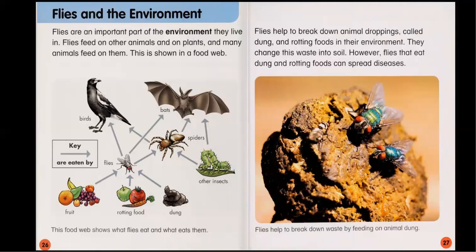Flies are an important part of the environment they live in. Flies feed on other animals and on plants, and many animals feed on them. This is shown in a food web. Flies help to break down animal droppings called dung and rotting foods in their environment. They change this waste into soil. However, flies that eat dung and rotting foods can spread diseases.